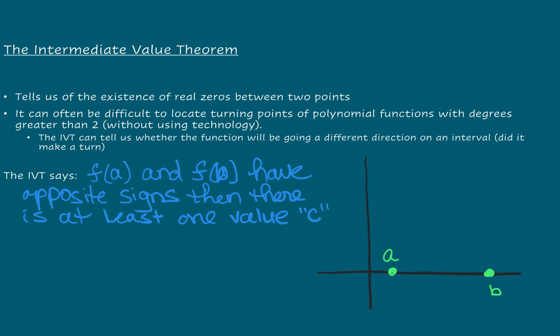then there is at least one value, we'll call that C, between A and B, that would be a root. Thus, we have a root in between. So here we would have a value of C. That would be a root. So therefore, we have a root.